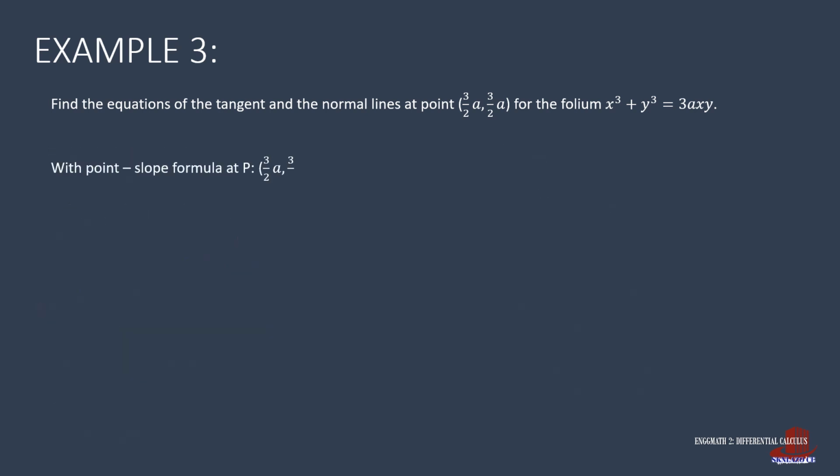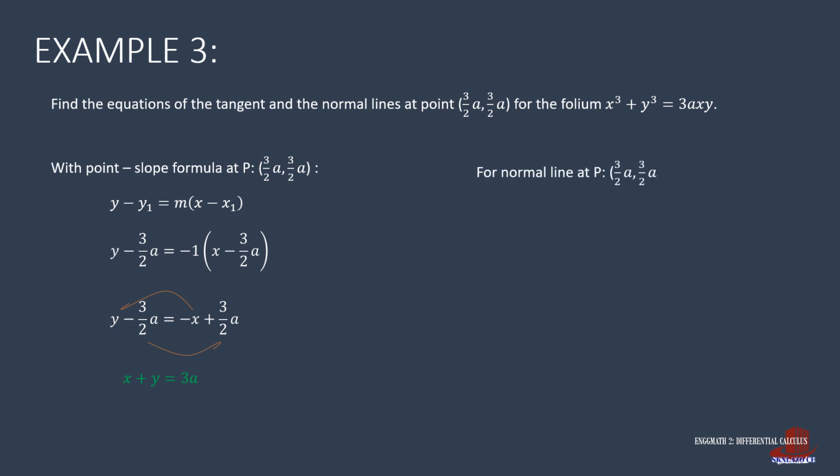With the slope known and plugged into the point slope formula, we create an equation which can be simplified as y minus 3 halves of a is equal to negative x plus 3 halves of a. Rearrange terms to collect those with variables to the left and the constants to the right, having the tangent line equation as x plus y is equal to 3a.